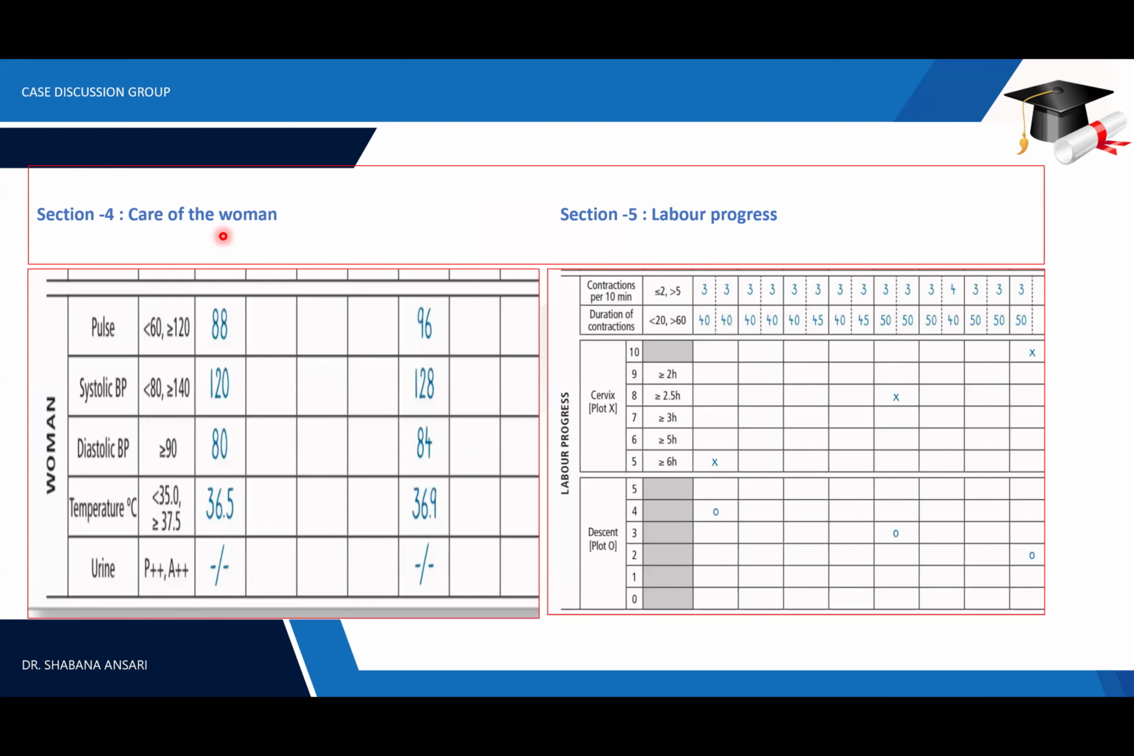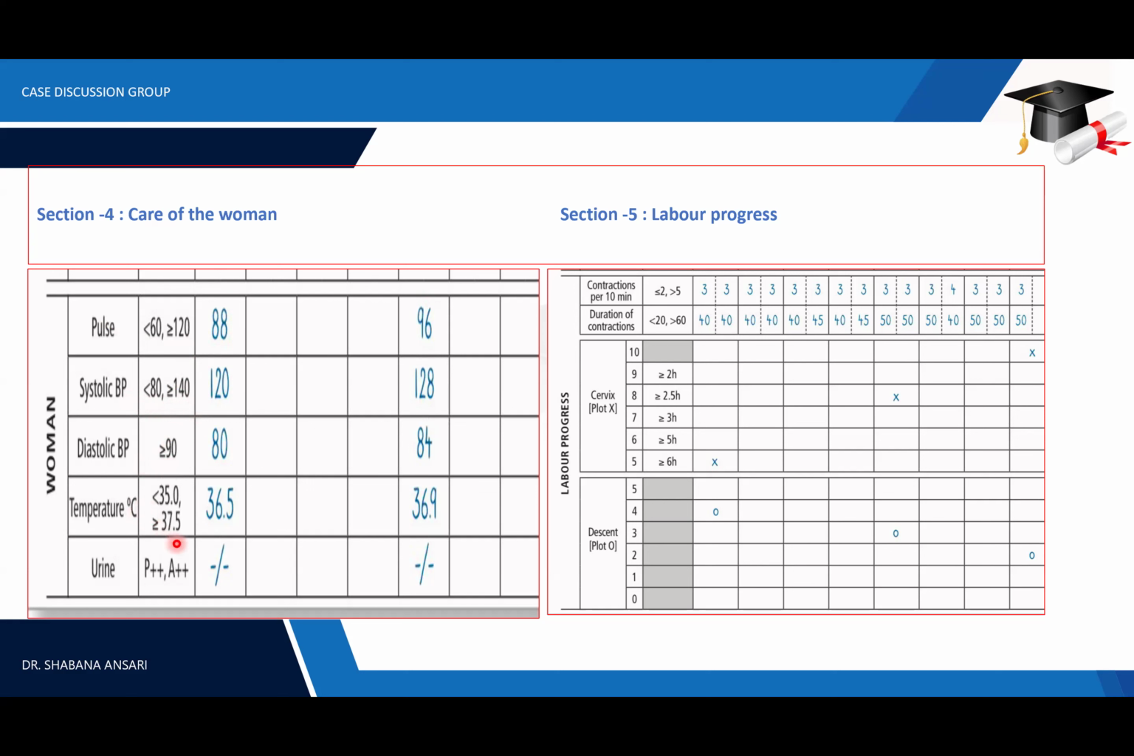Section 4 is care of the woman. So yes, we will be seeing the observations. Pulse, we know between 60 to 120 is normal. Less than 60, 120 or more, alert. Likewise, systolic blood pressure, less than 80, 140 or more, it is indicative of hypertension, alert. Diastolic, 90 or more, alert.